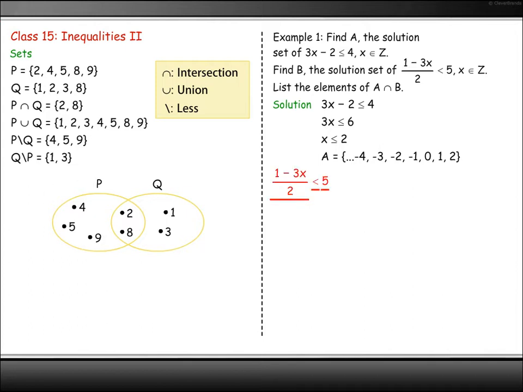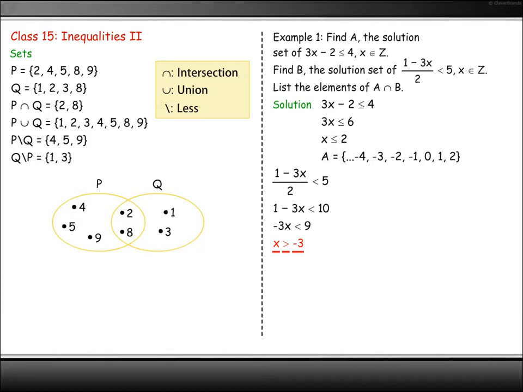Multiply both sides by 2 to get rid of the fraction. X's to the left and numbers to the right. Divide both sides by minus 3. Remember to reverse the inequality. The solution is x is greater than minus 3.